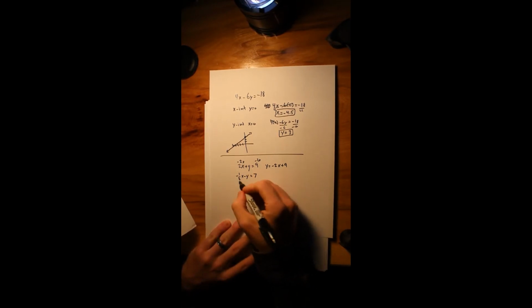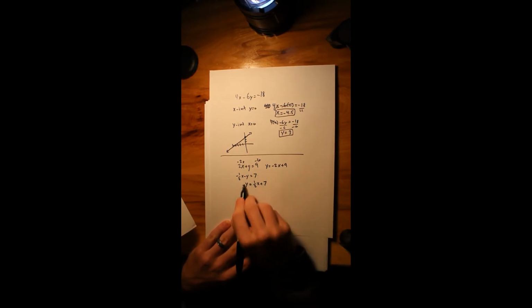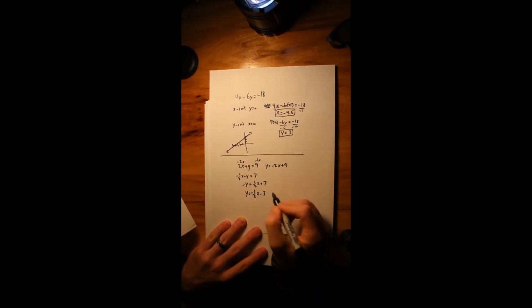Now, the next equation, I have to move this over, so that's negative y equals 1/2 x plus 7, because I added on both sides. Now, how do I get rid of this negative? I have to distribute it to all pieces, or multiply everything by negative 1. So that's y equals negative 1/2 x minus 7.